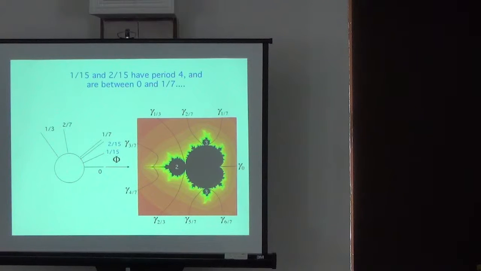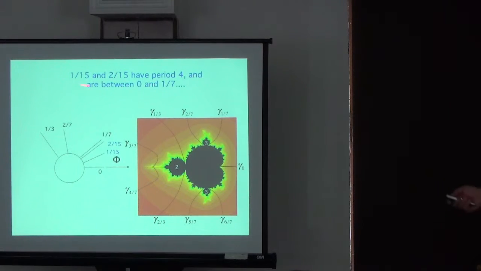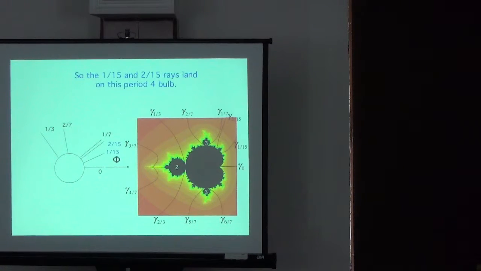If I go to the 1/15 and 2/15 under doubling, they have period 4. 1/15 goes to 2/15, goes to 4/15, goes to 8/15, goes to 16/15, that's 1/15. 1/15 to 2/15, so smaller than 1/7. So there's got to be a period 4 bulb in there someplace. Yeah, we saw it. There it is. And the size of this bulb is the difference between 2/15 and 1/15. Again, smaller. So that's how we measure the size of these bulbs.